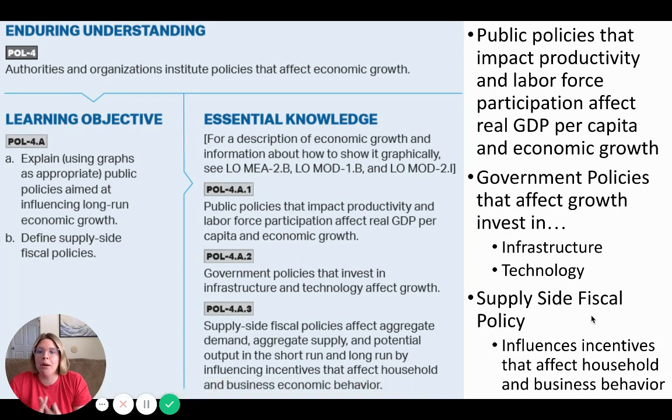So there are some government public policies that the government could pass to try to increase economic growth, and those are just some examples of those.